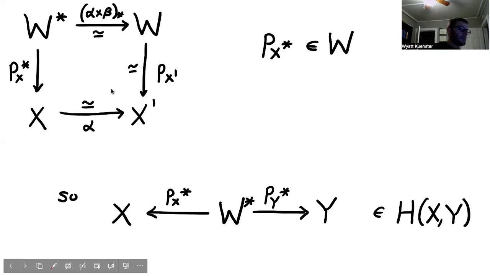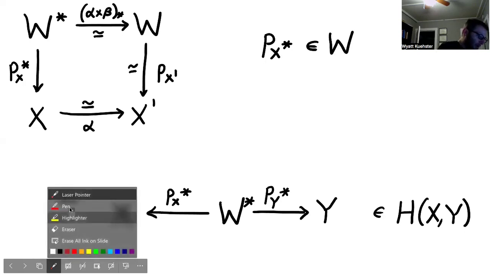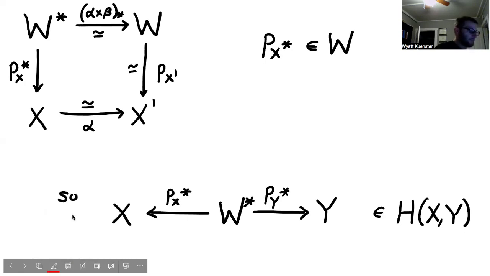And then we also know that px star is a weak equivalence because if I compose with PR1 and I just take the map to x and the map to x prime, well, this thing on the upper side of the square is a weak equivalence. Px prime is a weak equivalence, as we saw just a second ago, and alpha is a weak equivalence. So this thing in the middle, that's a weak equivalence. The 2 out of 3 property says px star is a weak equivalence. So that tells me that I have an actual cocycle.